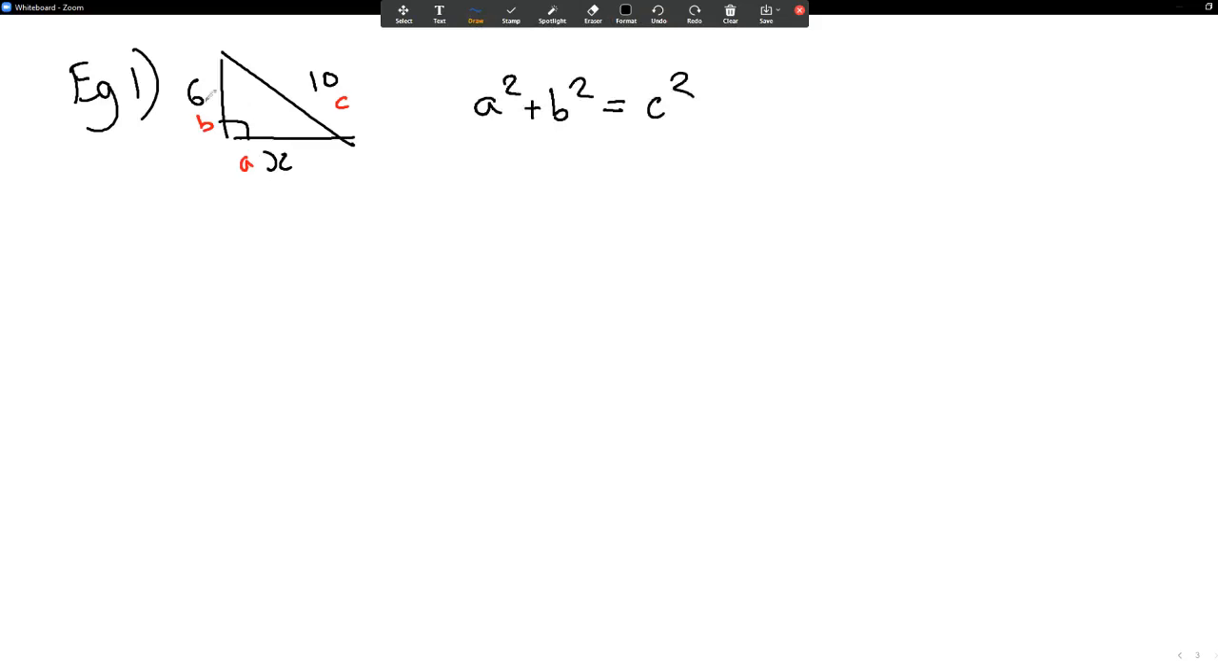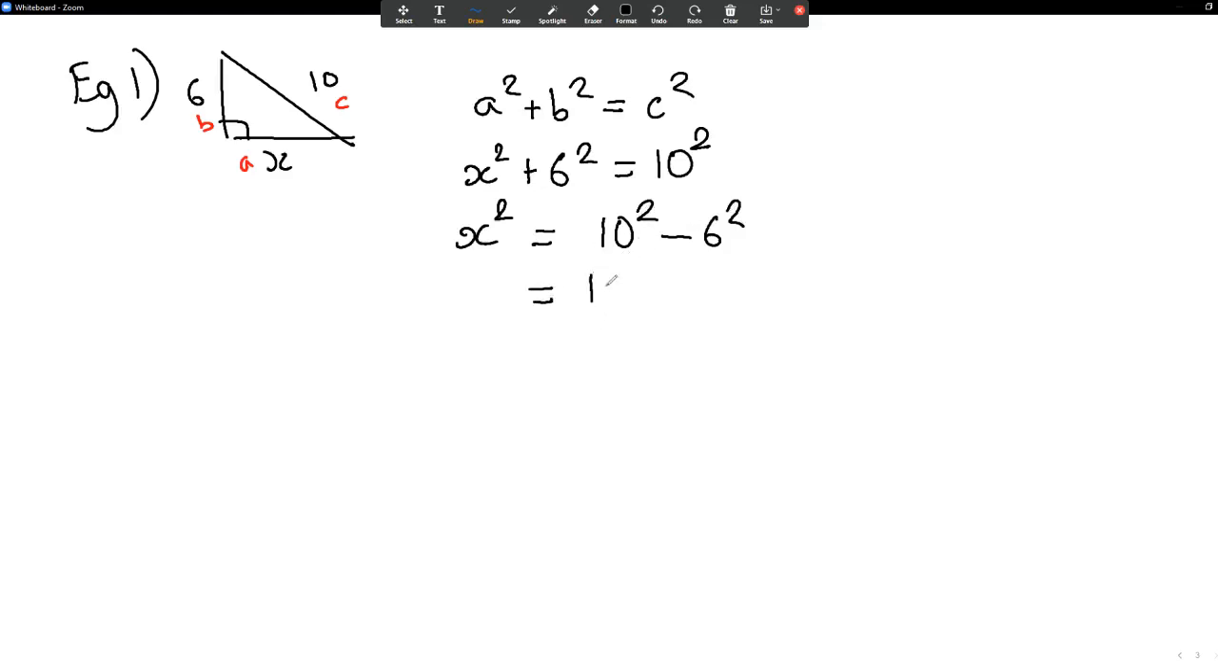And we can put in our values. So if our A is x squared, B is 6 squared, and our C is 10, so we get 10 squared. And now we can rearrange the formula to give us 10 squared minus 6 squared. 10 squared is 100, and 6 squared is 36. So we get 64 is x squared. And then we can just square root both sides, giving us 8. So we know that x is 8.